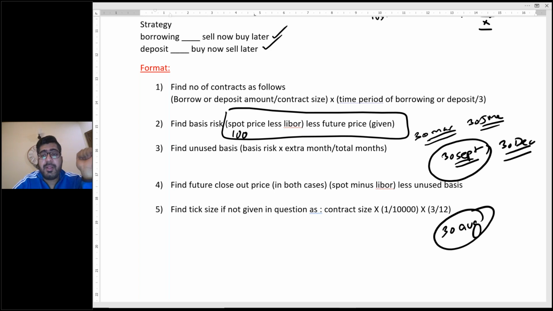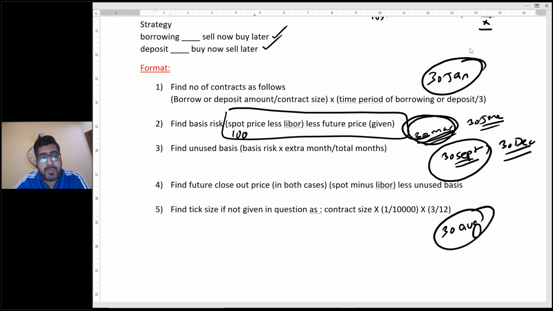Similarly, let's suppose you need to borrow or deposit on 30th Jan. So you will be needing a 30th Jan contract, but there is no contract for 30th Jan. It's either 30th March, 30th June, 30th September, 30th December. So if you need to borrow on 30th Jan, you have to take the contract of 30th March. Is it 2 extra months? That's the unused basis.